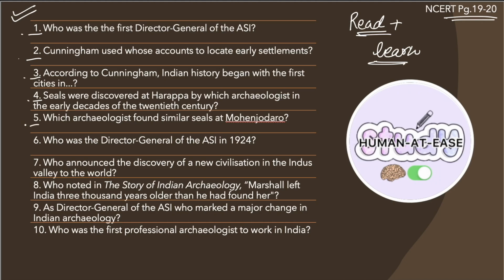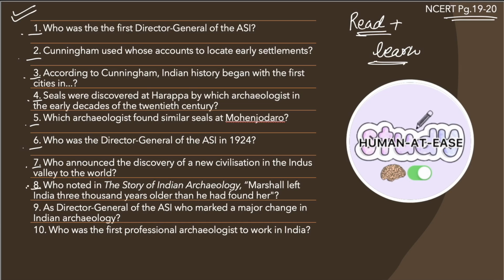Question number 5. Which archaeologist found similar seals at Mohenjo-daro? Question number 6. Who was the Director General of the ASI in 1924? Question number 7. Who announced the discovery of a new civilization in the Indus Valley to the world?